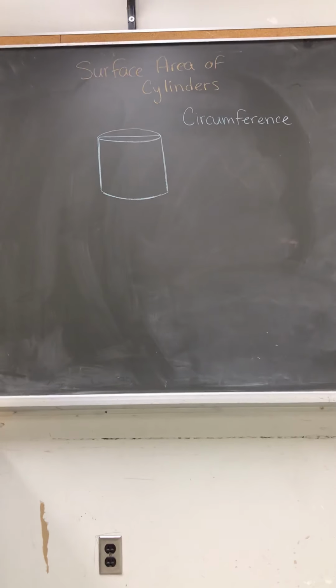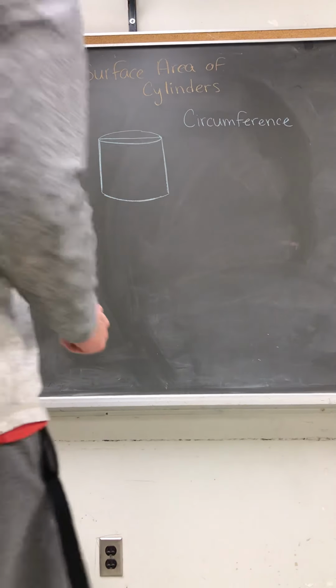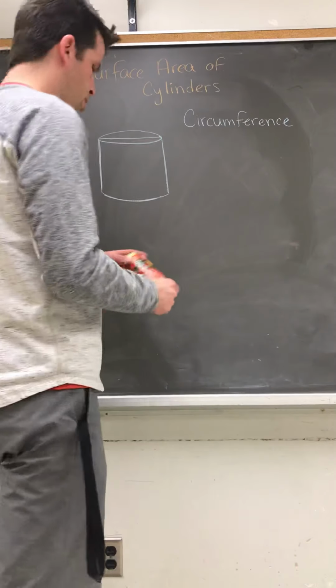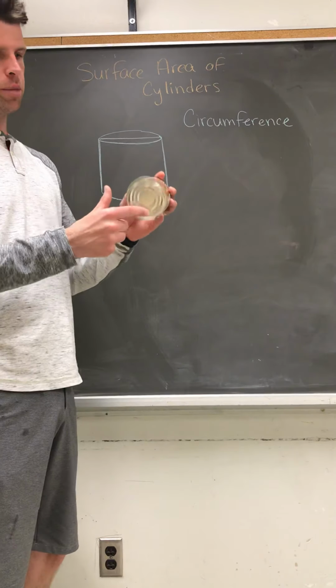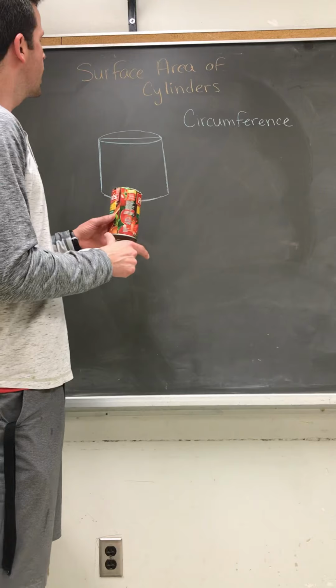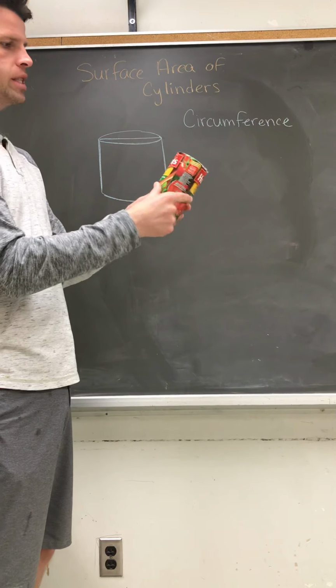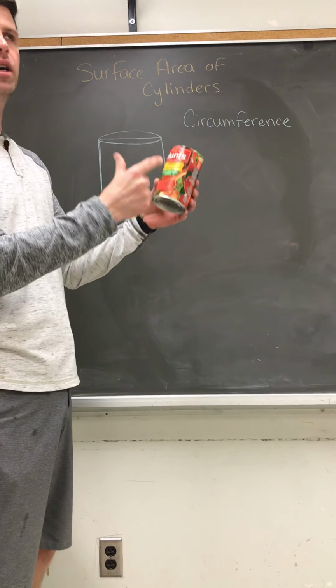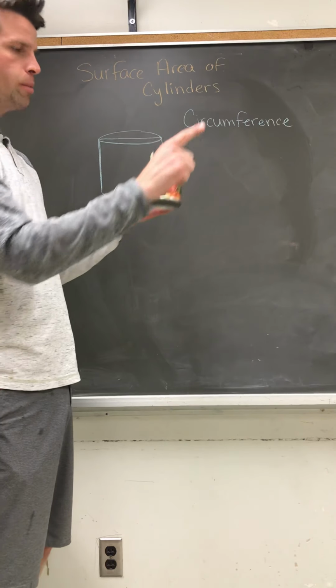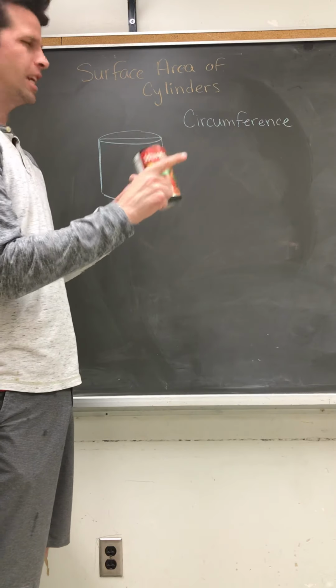In this video, we're going to focus on finding the surface area of a cylinder. A cylinder is a three-dimensional shape that has a circular bottom and top. And the surface area would be the area of the outside. So in this case, if we were to take the label off of this can, the surface area would be the two-dimensional surface area of that label.